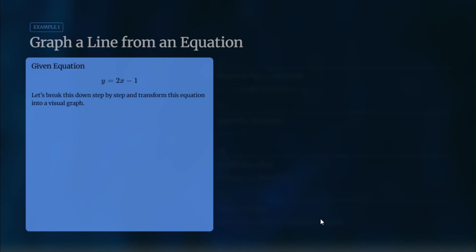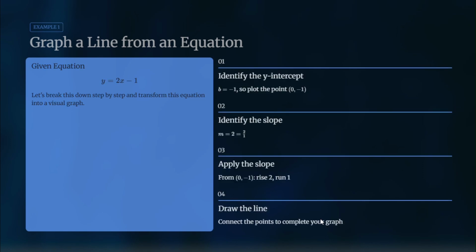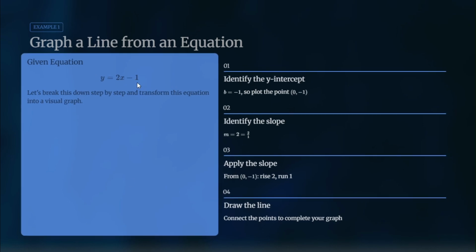So if we want to graph a line from an equation, let's say the equation is y equals 2x minus 1. In this case, our equation is already in slope-intercept form. So we can quickly identify the y-intercept. The y-intercept will be -1. So that will be the point (0, -1). And from there, we can identify the slope, which is 2.